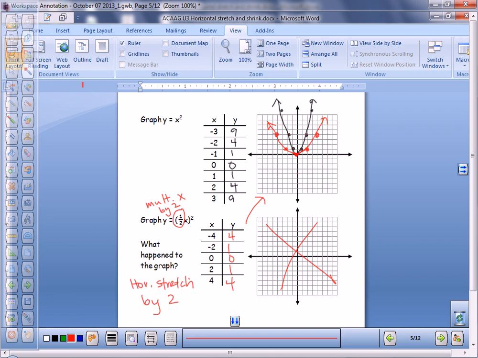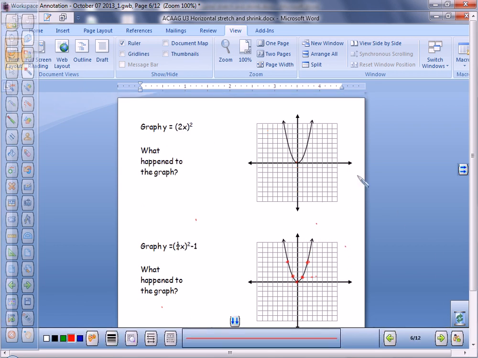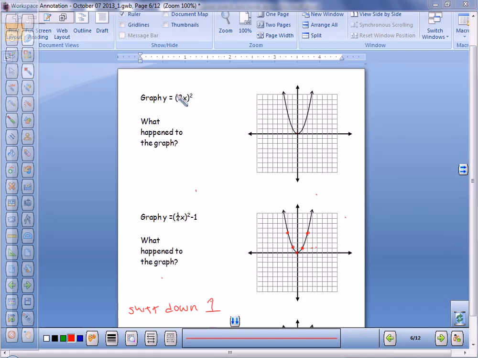All right. So, what do we think is going to happen because of that 2? Yeah, we're going to divide our x's by 2. Dividing the x's by 2 is the same as multiplying by a half. So, instead of being 1, 1, it's going to be a half, 1. Instead of being the point 2, 4, it's going to be 1, 4. Instead of being the point -2, 4, it's going to be -1, 4 and negative a half, 1. It shrinks it. That is a horizontal compression.